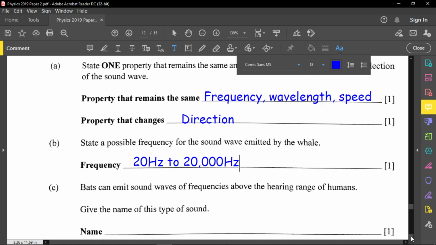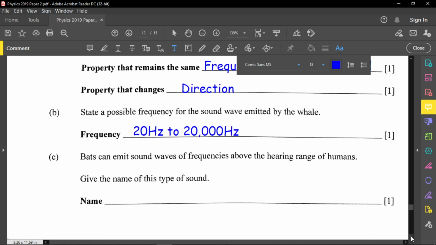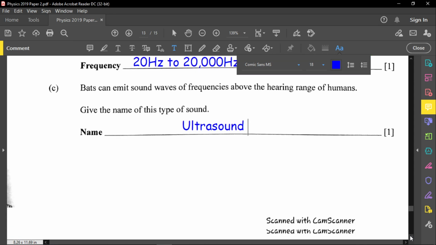Now, bats can emit sound waves of frequency above human hearing, above the hearing range of humans. There's a given name for this type of sound. Anything above 20,000 hertz, we call that ultrasound. So that's the sound emitted by bats. If it's above human hearing, it's called ultrasound.